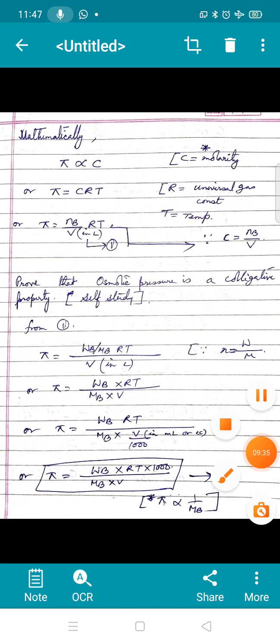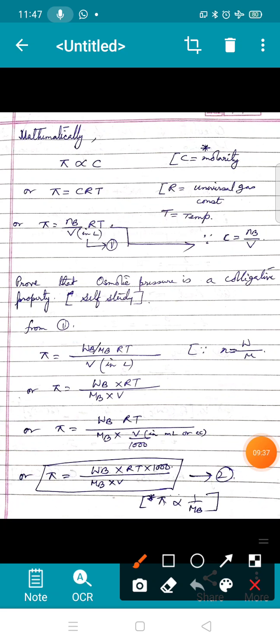Now let us derive the mathematical relationship for molar mass of the solute. We do the same thing. We replace nB by WB by MB, since n equals mass by molar mass, we all know. And if we rearrange everything, we find pi equal to WB by MB into V, with RT in the numerator. If V is taken in ml or cc, then you have to multiply by 1000 to convert it to liters. So we have pi equal to WB by MB RT by V into 1000.